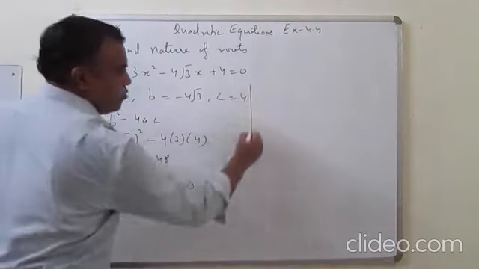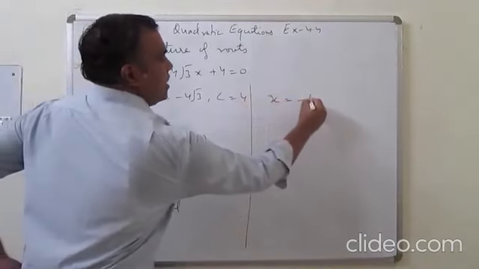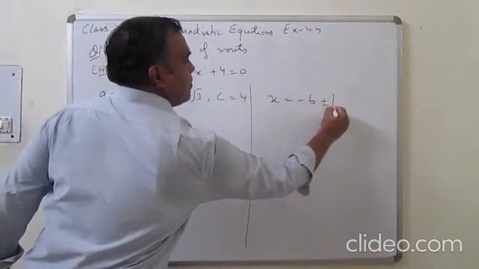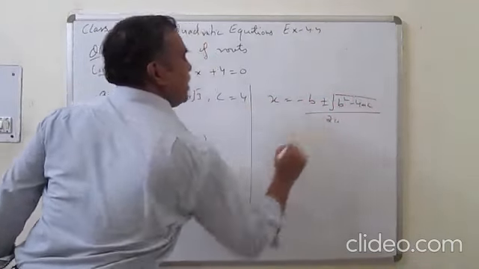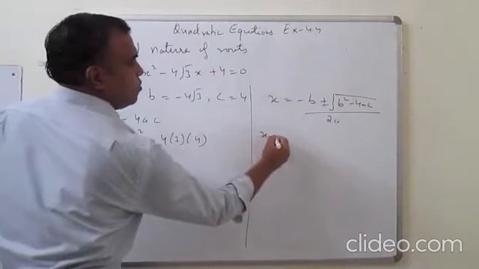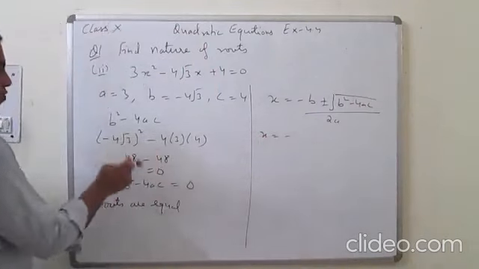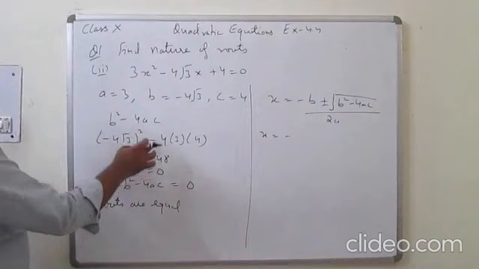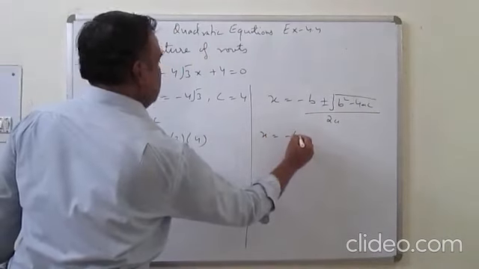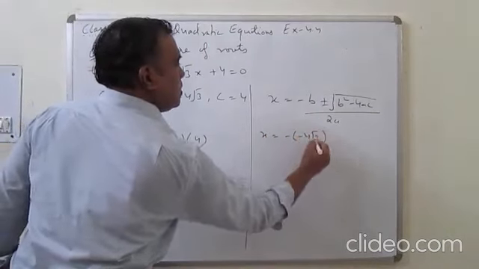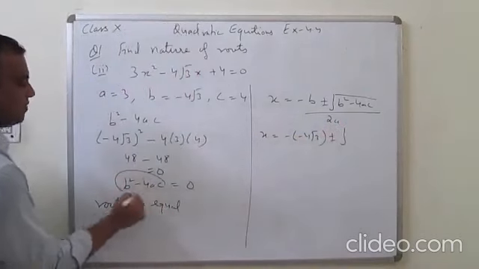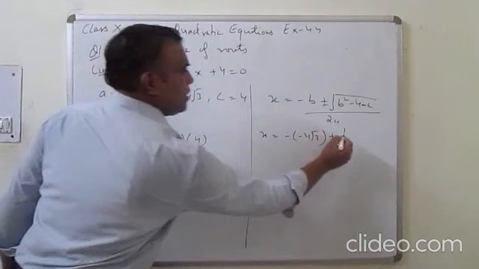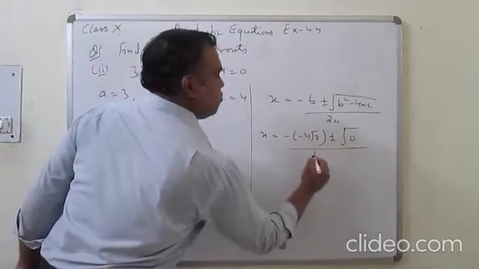So we find the roots by quadratic formula. We know that x is equal to minus b plus minus root b square minus 4ac upon 2a. Now putting the values, what is b? Minus 4 root 3, minus of minus 4 root 3, plus minus, and what is the value of this? The value of this is 0. So put it here, 0 upon 2 into a.